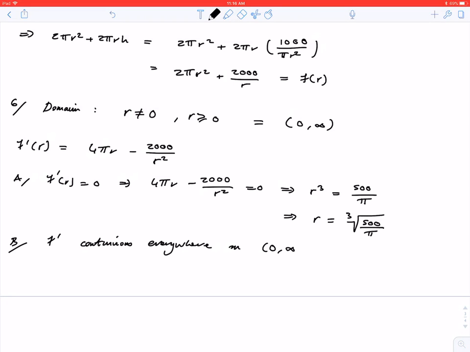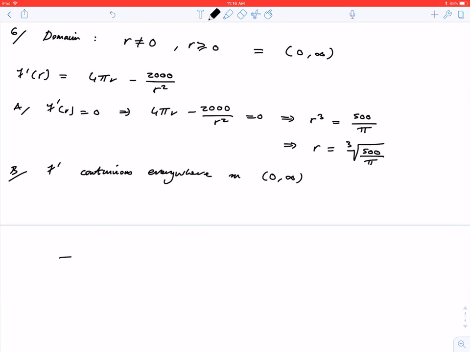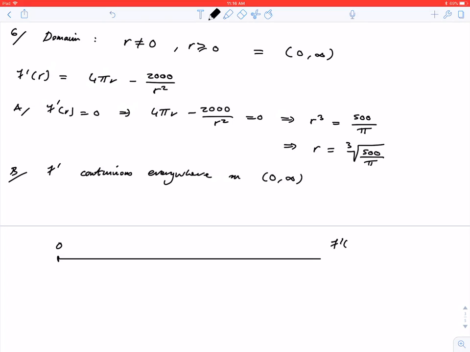On the interval 0 to infinity. Okay, so that means I don't have any type B points. So at this point, it's time to do my sign analysis and hope that something reasonable happens. So what have I got? I've got my point, the cube root of 500 divided by pi.